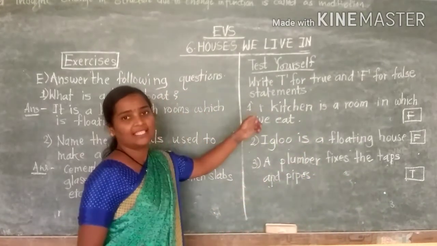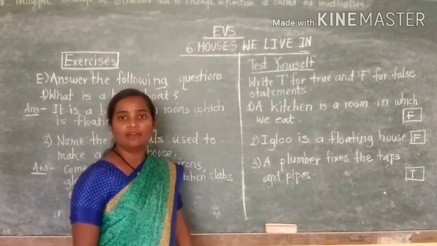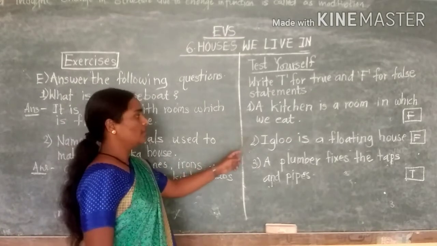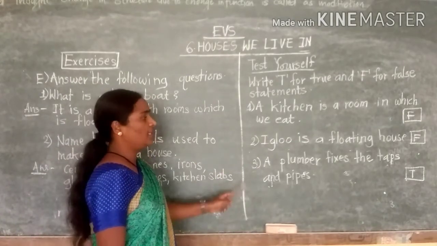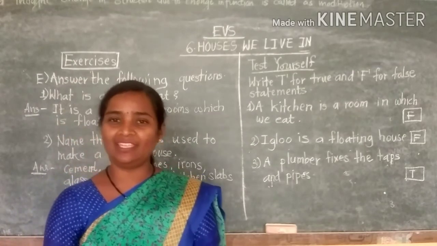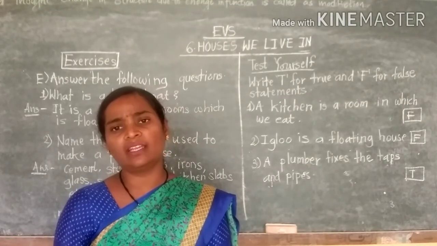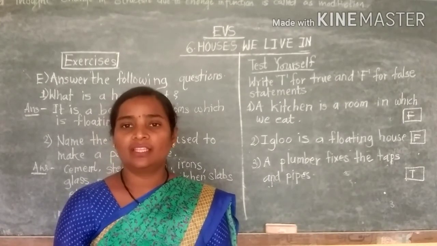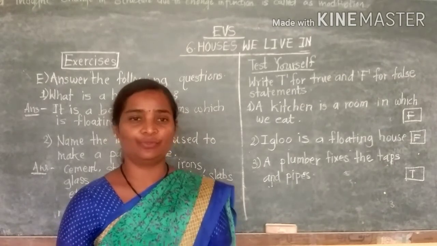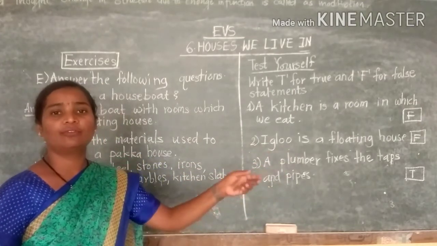Here, test yourself. Write T for the true and F for the false statement. One, a kitchen is a room in which we eat. No, it is false. Then where are we eating? In the dining room we are taking our food. Understood. So that's why we have to write false here.